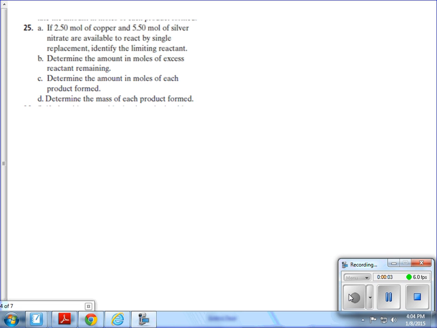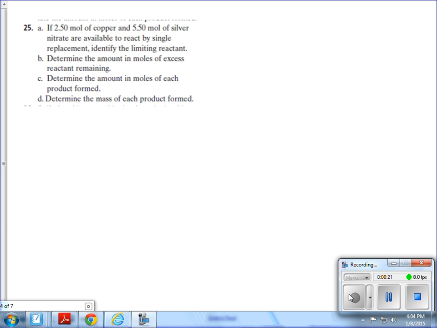In section 3 of chapter 9, one of the concepts that's taught is how to figure out what the limiting reactant is in a chemical reaction. So that's what I'm going to go over right now. There are really two things that we have to do to figure out what the limiting reactant is.